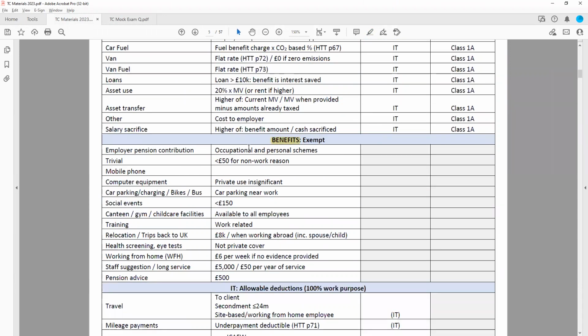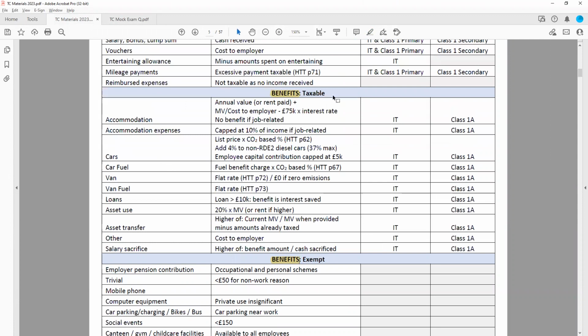But they tend to be small benefits and socially beneficial ones, like pension contributions or cycle to work schemes. So then we know other benefits are taxable. Now, the default position is that the amount that's taxable on the employee is the cost to the employer. However, some benefits have very specific calculations: accommodation, cars, vans, loans, and assets.